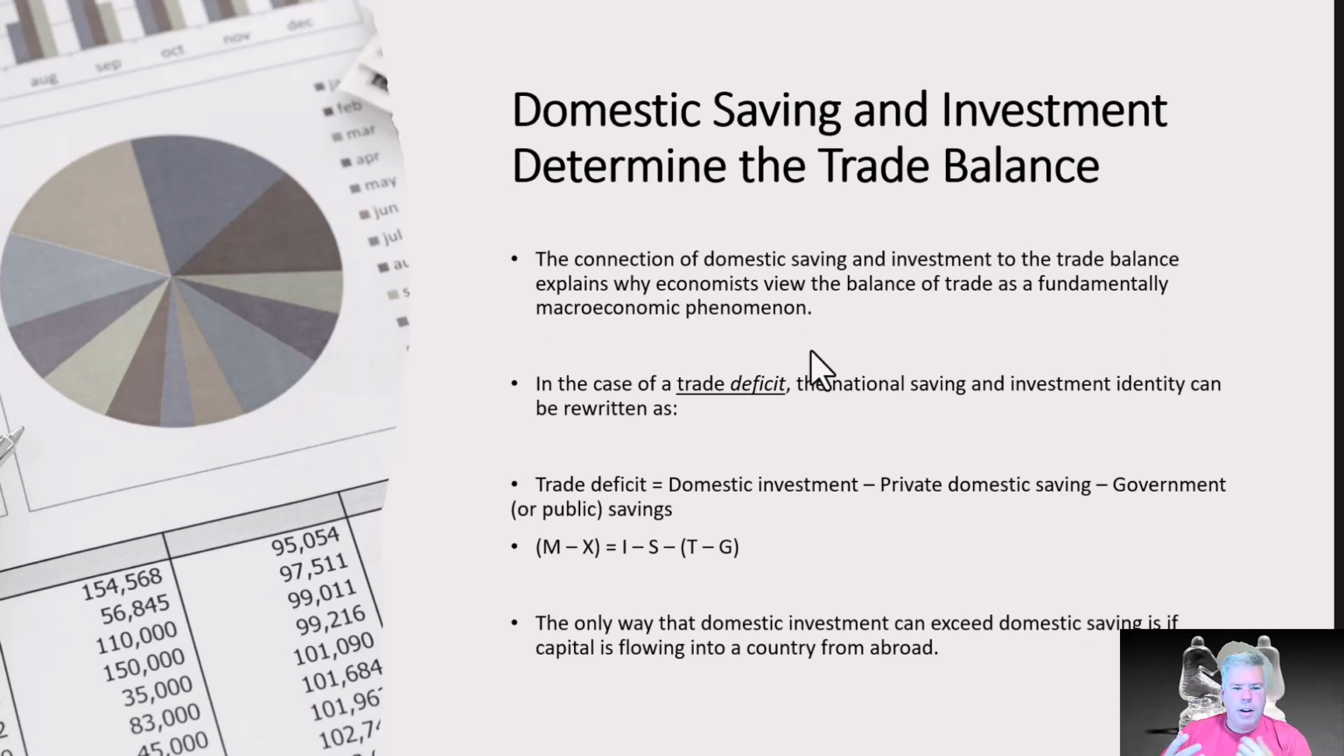In the case of the trade deficit, the national savings and investment identity can be rewritten as the trade deficit equals domestic investment minus private domestic savings minus government or public savings, so T minus G. Again, if there's a deficit here, this becomes a positive number, which will impact the trade deficit. The only way that domestic investment can exceed domestic savings is if capital is flowing into a country from abroad. So the only way domestic investment can exceed domestic savings here is if you have excess capital flowing in, if you have net imports.